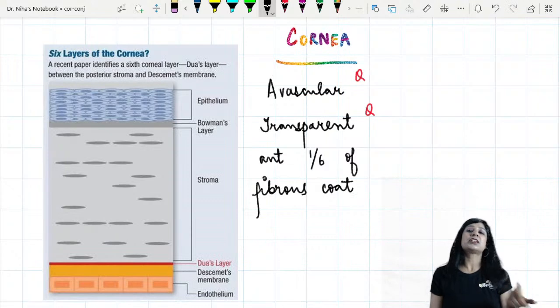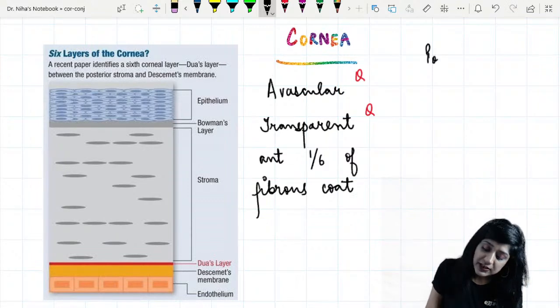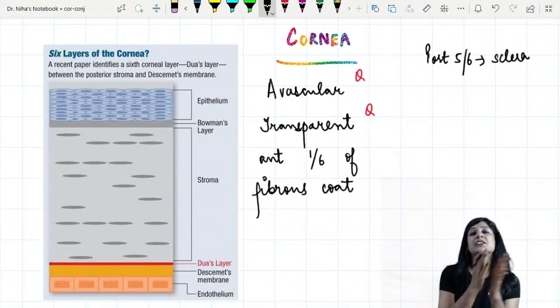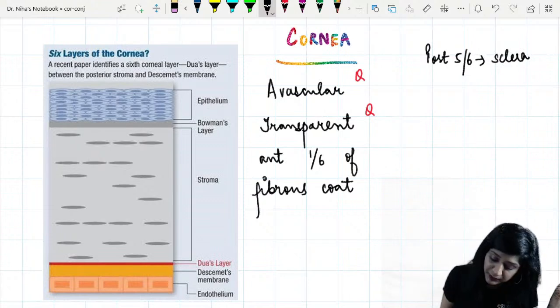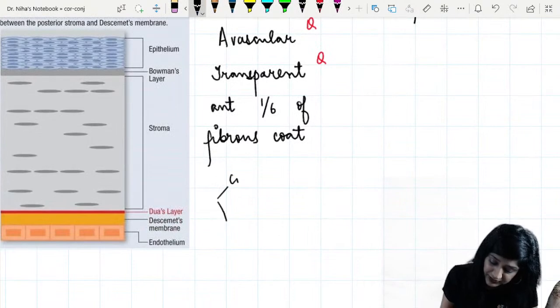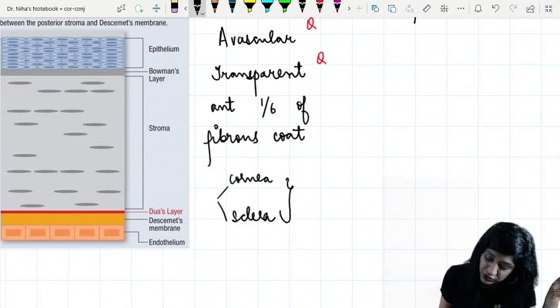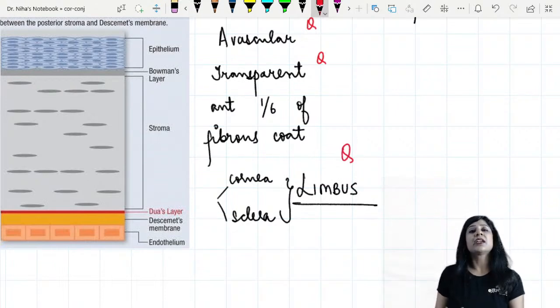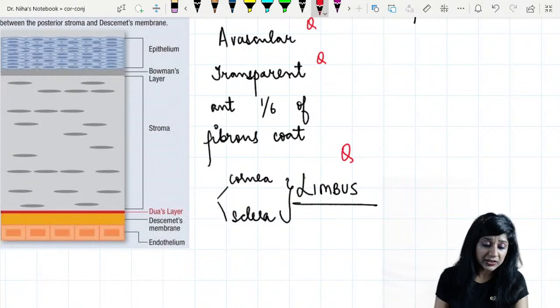What is the posterior 5/6 part? Who is going to tell this? The posterior 5/6 part is your sclera, and a very important thing is, what is the junction? The junction between the cornea and the sclera is called the limbus. Very, very important is your limbus, right? So these are the important things regarding the cornea to start with. I think everyone knows this.